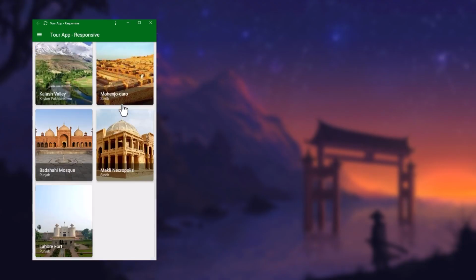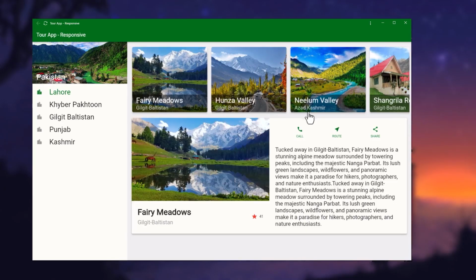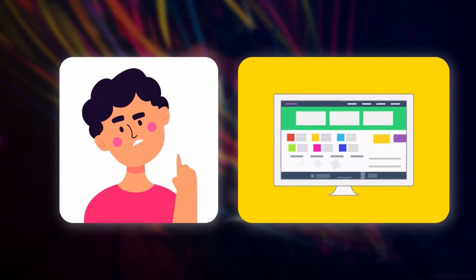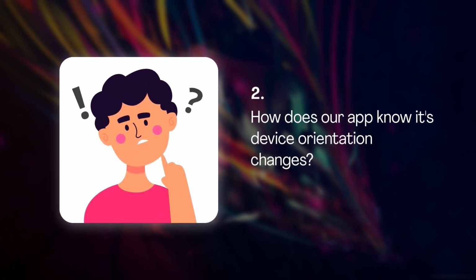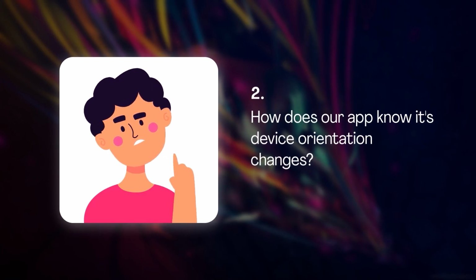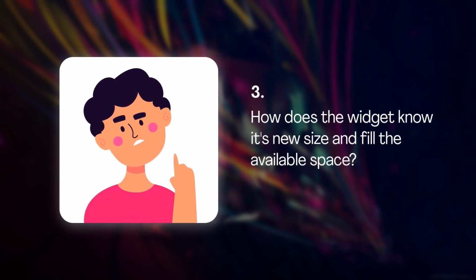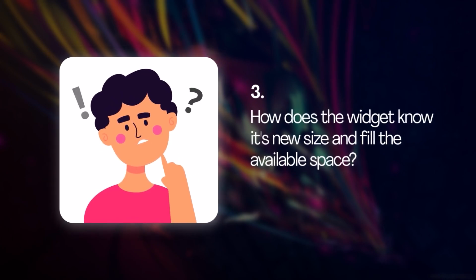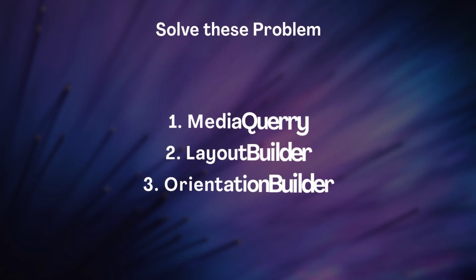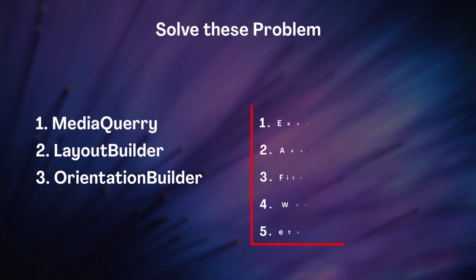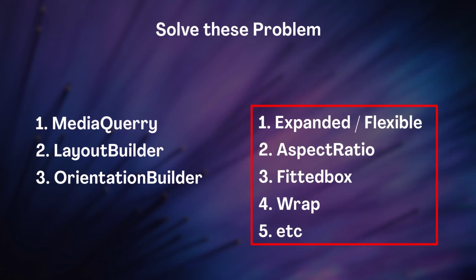In order to build the responsive UI in Flutter, we need to understand different things like this. How does the app know its window size has crossed a certain breakpoint range so that we can switch our layout? How does our app know when its device orientation changes from portrait to landscape, or landscape to portrait, so that our layout should be adjusted accordingly? How does an individual widget know its new size and fill the space available on the screen? So to solve these problems, Flutter has provided us with the 3 main widgets: MediaQuery, LayoutBuilder, and OrientationBuilder. Using these 3 widgets, we can build responsive UIs in Flutter. Of course, Flutter has provided more useful widgets and packages which we can use to manipulate or rearrange layout structure or UI components.